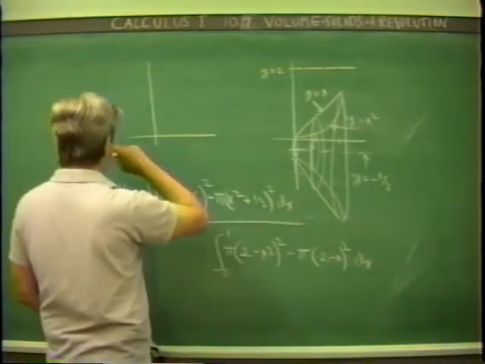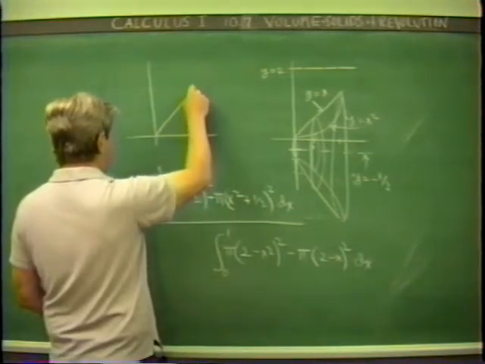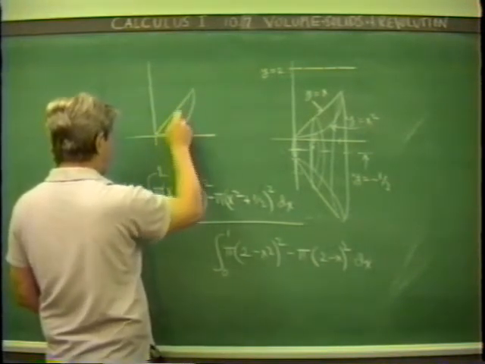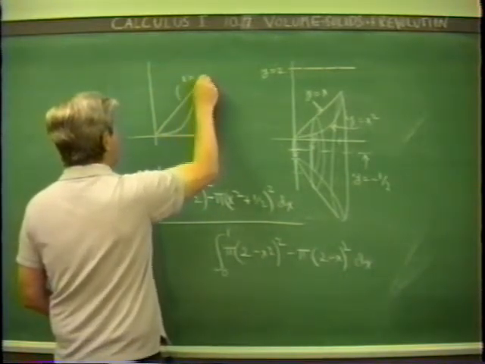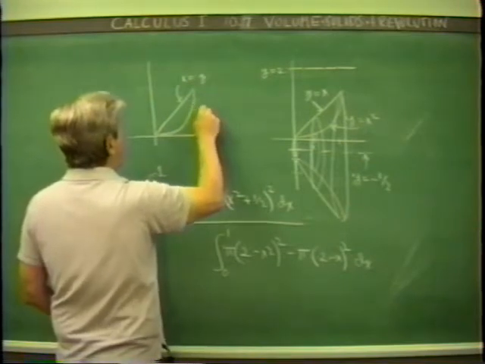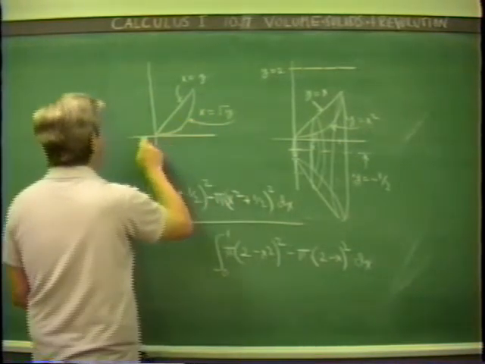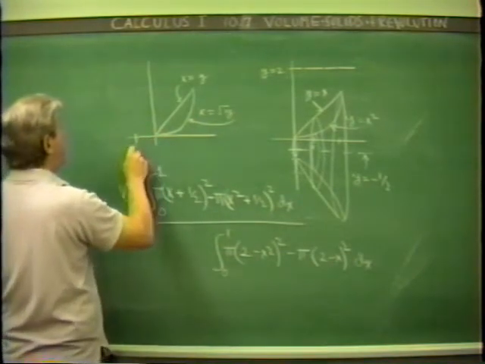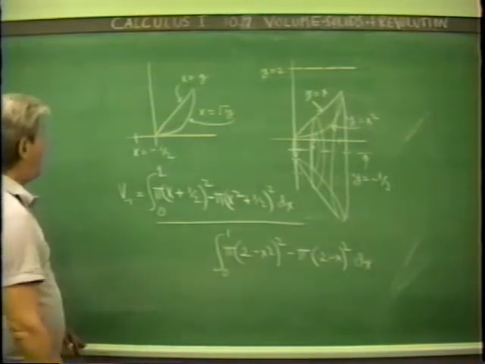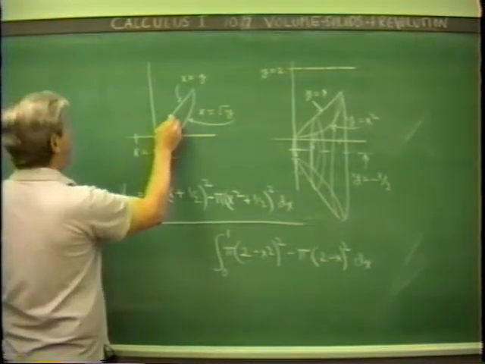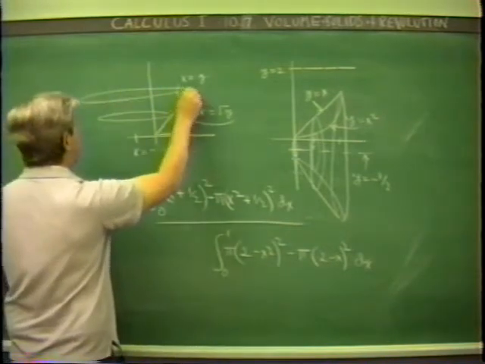Similarly here, if we wanted to rotate in a different direction, if we took the same region describing x as a function of y, here we have x equals y. Here we have x equals the square root of y. And now if we wanted to revolve this around the line x equals minus a half, we could do that, and we would end up with something that looks like so.